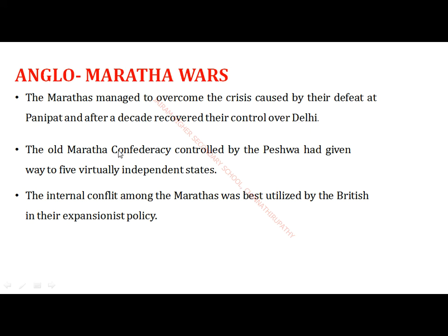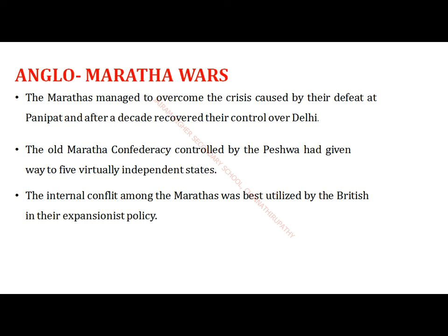Okay, so the old Maratha Confederacy means what? A union of states, groups of people or political parties with the same aim is known as the old Maratha Confederacy. Okay, controlled by whom? By the Peshwa, it had given way to 5 virtually independent states. Okay, children, one thing you have to know is what Peshwa means. A Peshwa was a prime minister of the Maratha Empire of the Indian subcontinent.